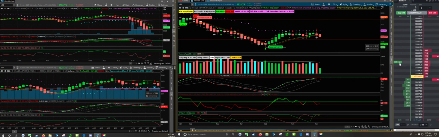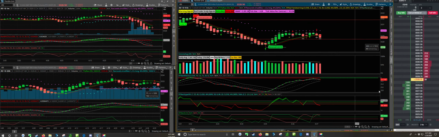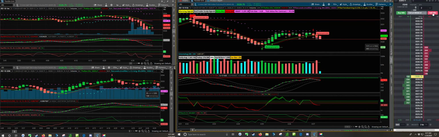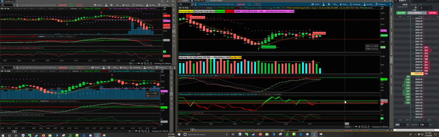Watch that RSI. Let that thing flip over. Okay, if that RSI flips, then you go ahead and take your profit on that. RSI is your key signal when you're scalping because it moves fast. It reflects off the price action.